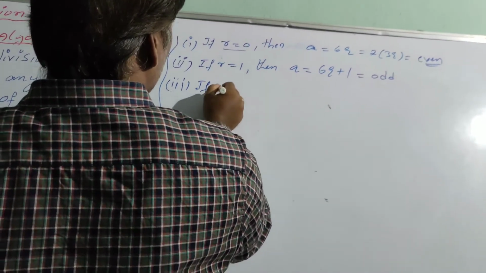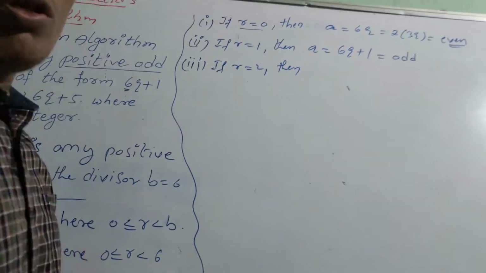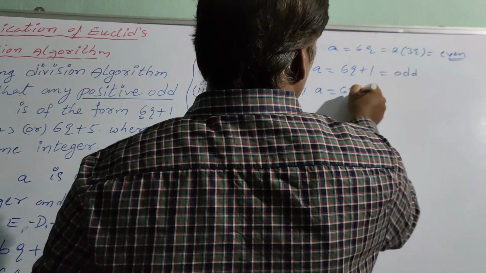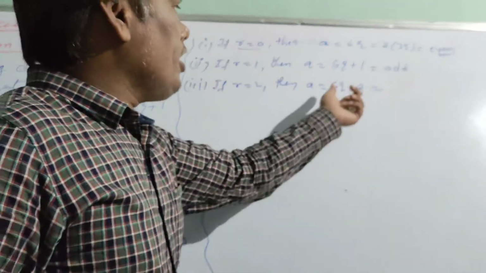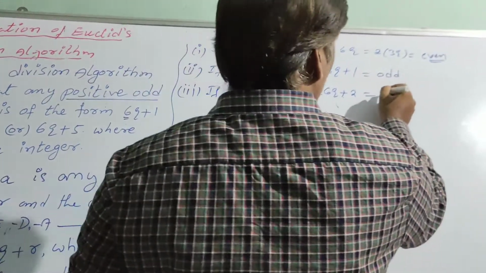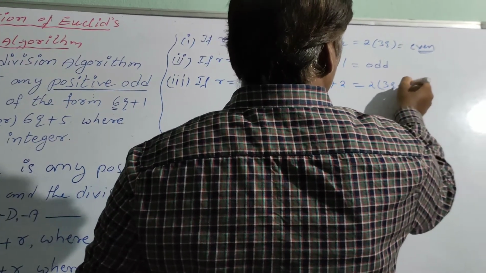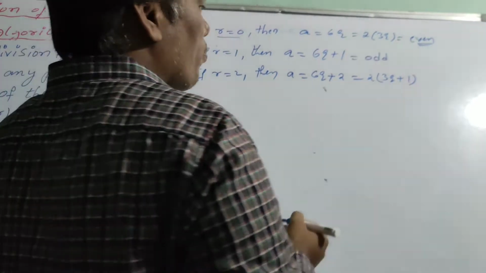Now if r is equal to 2, then we will get this form: a is equal to 6q plus 2. In these two terms we can take 2 common. If you take 2 common, 2 3s are 6, so 3q, plus 2 1s are 2. We got 2 into 3q plus 1.